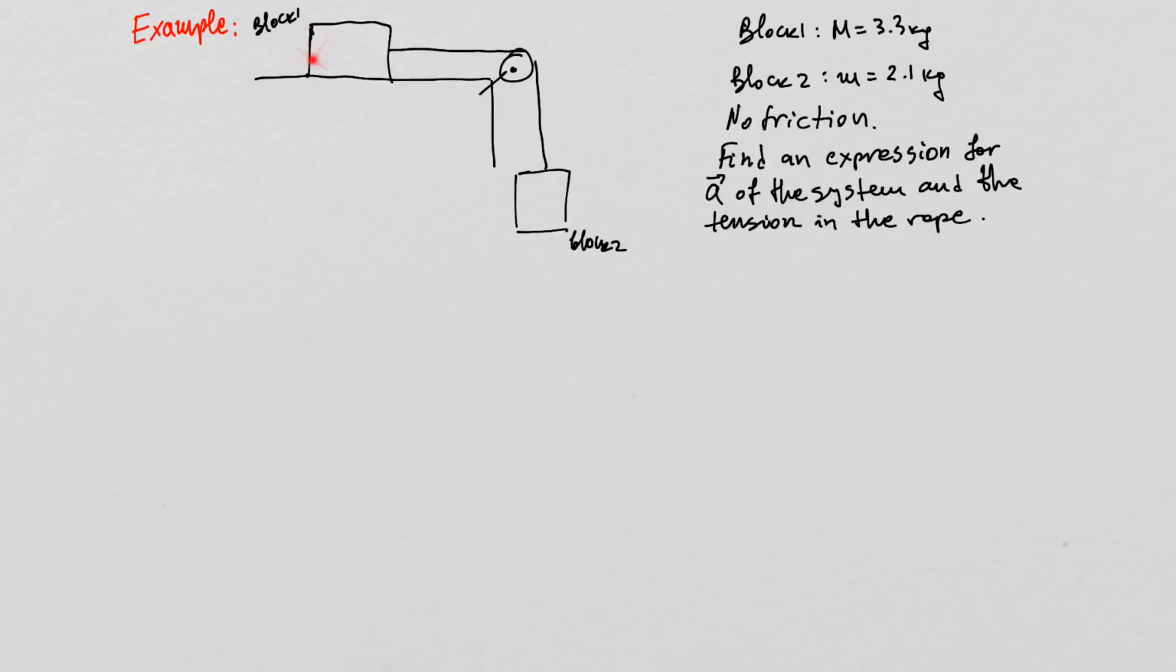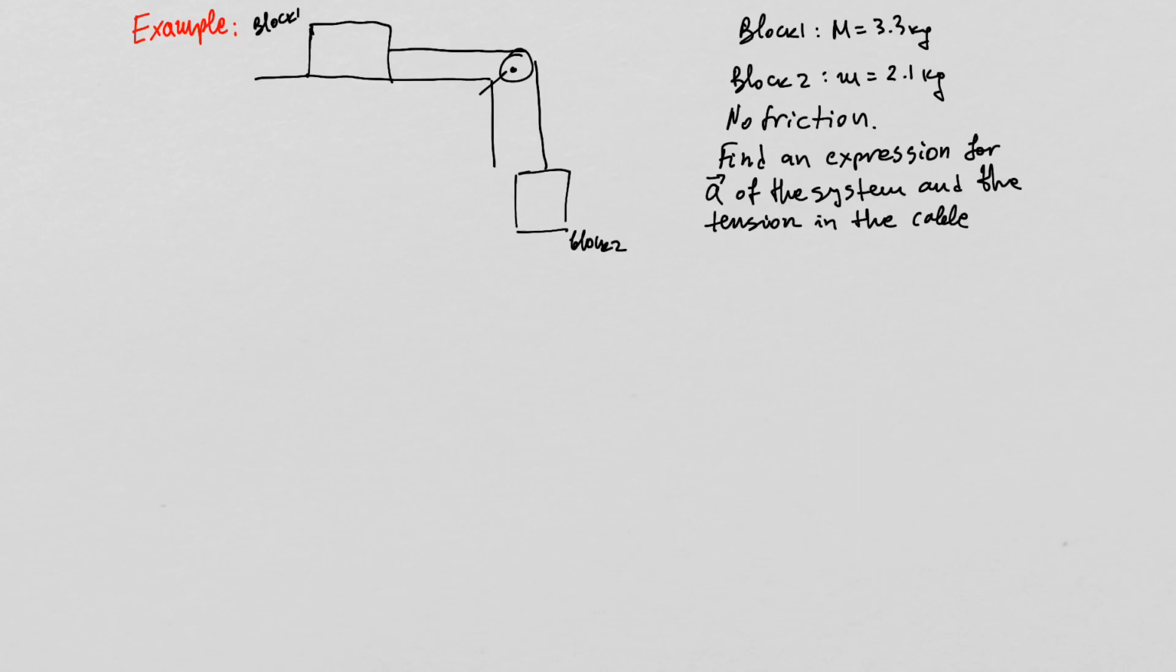Now let's do a few example problems to illustrate how Newton's laws are applied and how to use free body diagrams to sketch the forces that act on various bodies and problems. We have a system of two blocks, block number 1 and block number 2, that are connected with a cable that runs over a pulley. Block number 1 slides across a horizontal surface without friction, and block number 2 is hanging on the cable. The question is to find an expression for the acceleration of the system and an expression for the tension in the cable or in the rope.